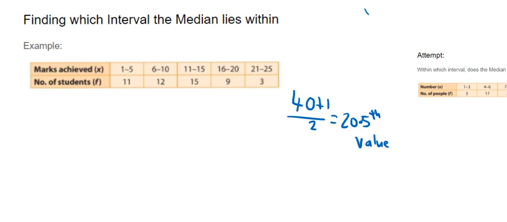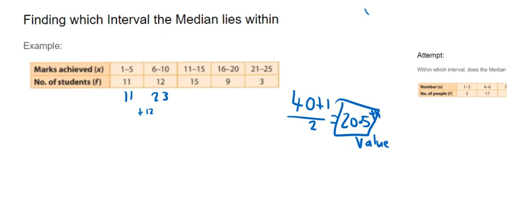If I was to write out the list of numbers, the first 11 of them would all be between 1 and 5. So the first 11 numbers or marks in the list would all be between 1 and 5. Then the next 12 after that would all be between 6 and 10. So we have 11, and if we add on the 12, that gets us up to 23. So you can see I've already gone past the 20.5th value, because I'm only looking for the 20.5th one, and I've gone past it already to 23.